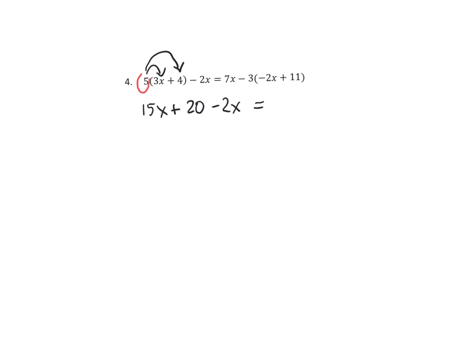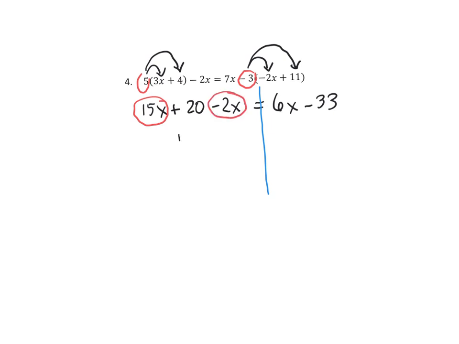equals, now make sure that you grab your -3 and share it. So you're going to share that -3 with a -2, multiplying. -3 times -2 is 6x. -3 times 11 is -33, so -33. Remember your sides of the room. So you're going to go like this, put your side down, and you're going to combine like terms on the side. So 15x minus 2x would give you 13x. So 13x plus 20 equals, there's no like terms on this side, so 6x minus 33.